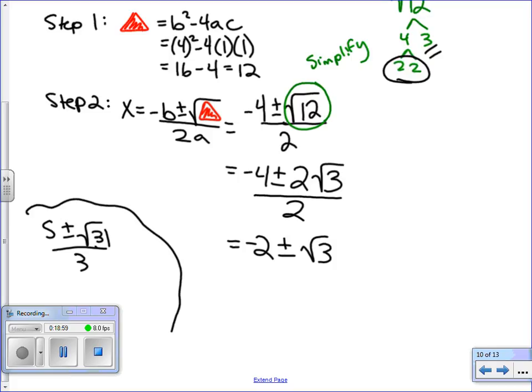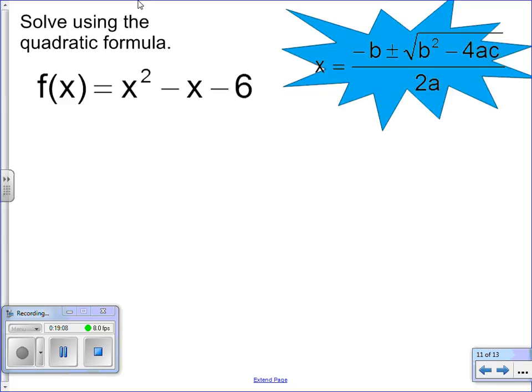Okay, I want to give you one to practice on your own. I'm going to give it to you and then I'll walk around the room and see how you're doing. This one is f of x equals x squared minus x minus 6. Go through, figure out what your a, b, and c are, and then work through the 2 steps. I'll come around and answer questions as you're working.